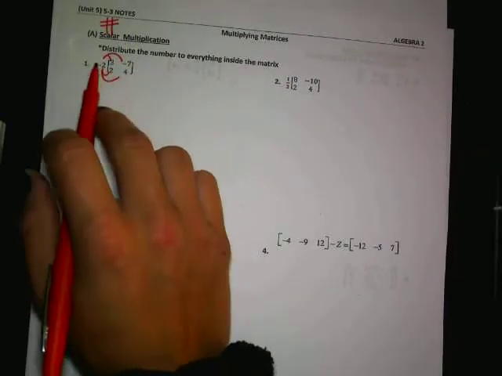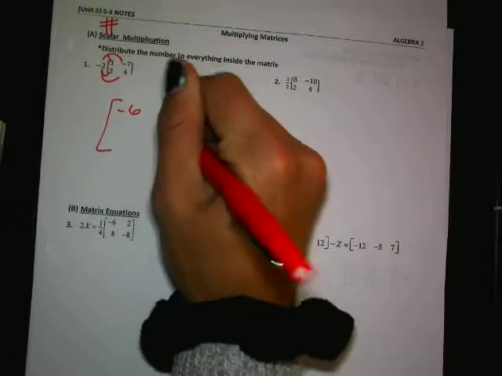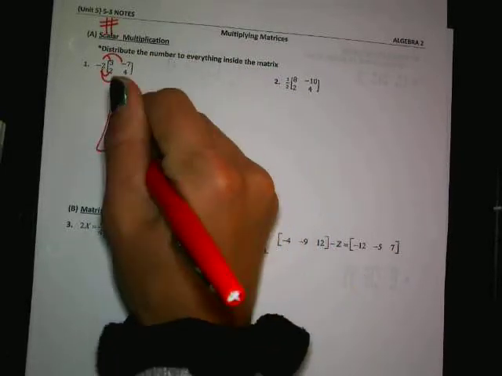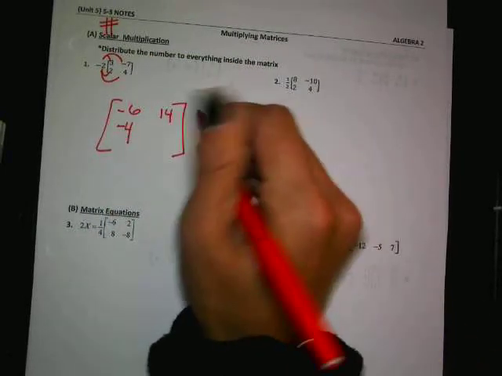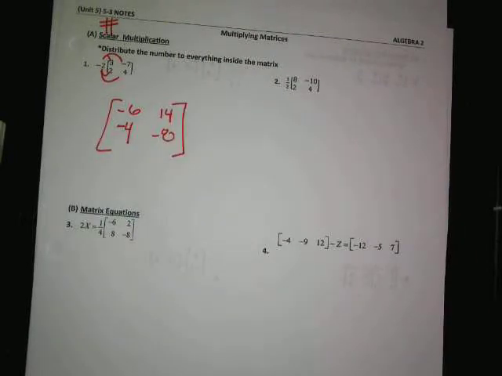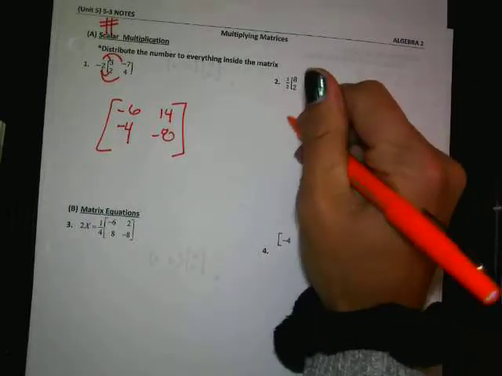All right. Negative 2 times 3 is what? Negative 6. Negative 2 times negative 7? 14. Negative 2 times 2? Negative 4. And negative 2 times 4? Negative 8. And that's it. So easy.